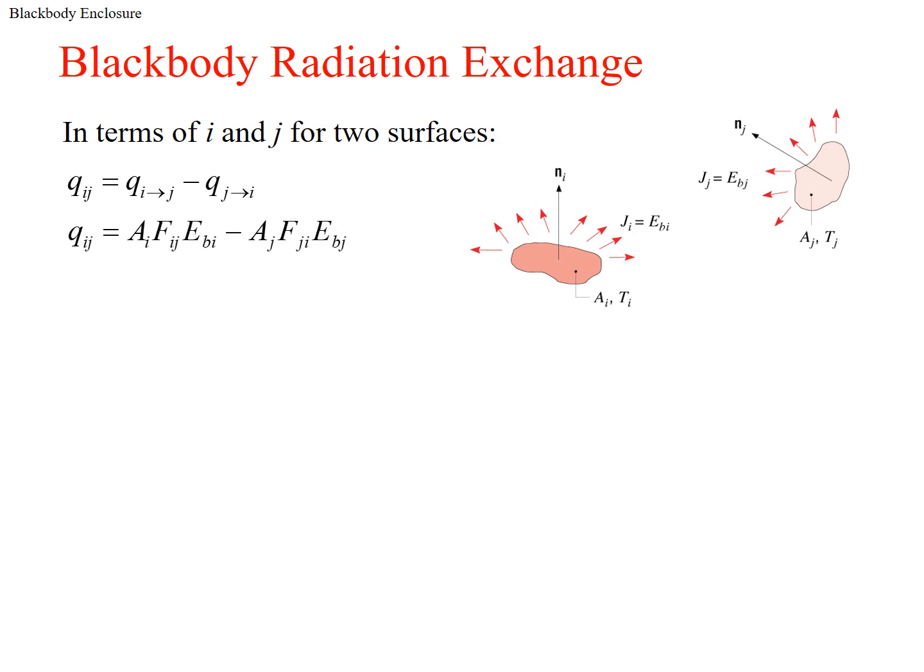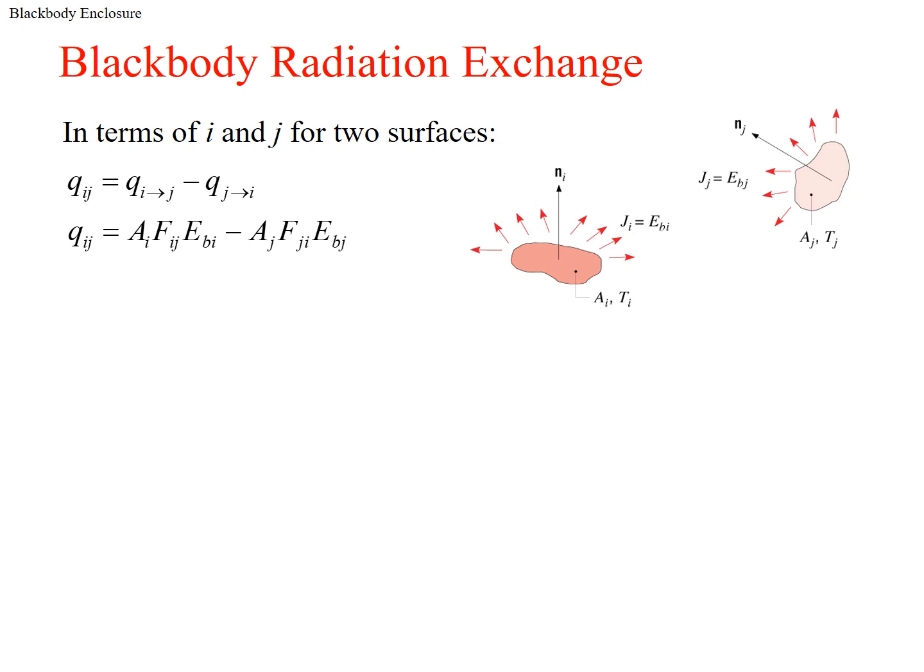Then I can actually expand it and say, well, Qij is actually Ai Fij Ebi, and then Qji is Aj, area of j, Fji, the view factor of j to i, and then the emission from surface j, which becomes Ebj. Everything that we're doing here is exactly the same as what we did in the previous slide.